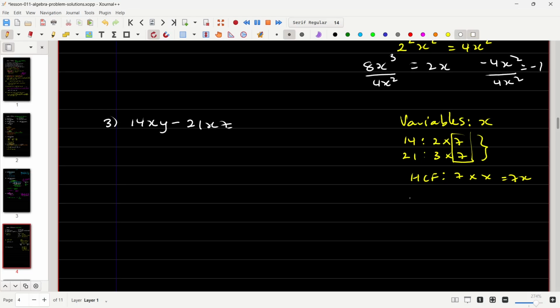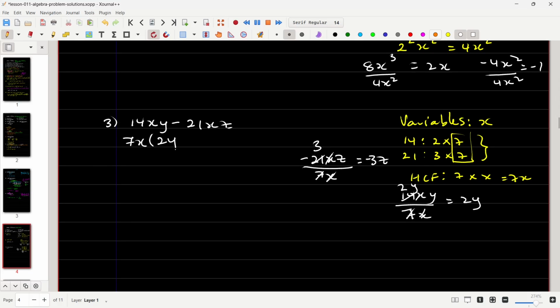And then we're going to work out the variables. So I have 14xy divided by 7x, and that is going to be 2y. The next one is negative 21xz divided by 7x, which is negative 3z. So that is 7x into 2y minus 3z. All right, let's go on to the fourth one.